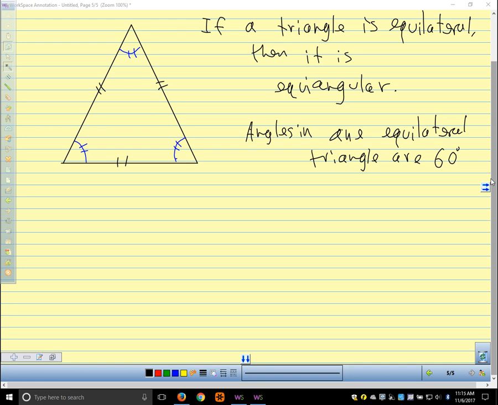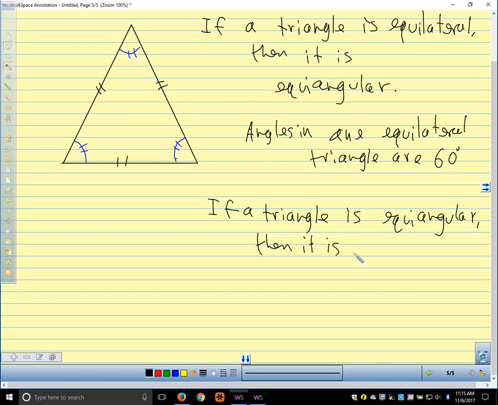We can also go the other way. So if we started with all the angles being congruent, and we know that these two angles are congruent, what has to be true about those two sides? They have to be the same, right? And if these two angles are congruent, then these two sides have to be the same. So all the sides have to be the same. So we can say the converse also. If a triangle is equiangular, then it is equilateral.